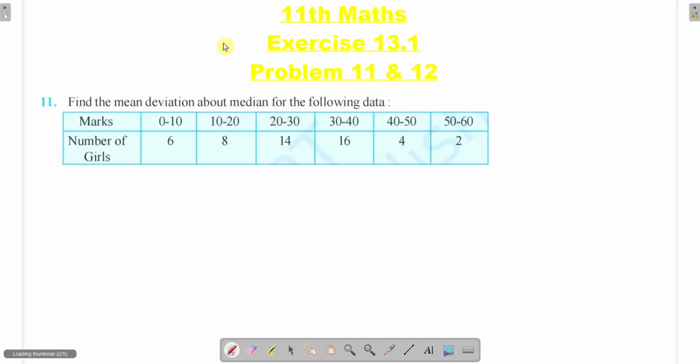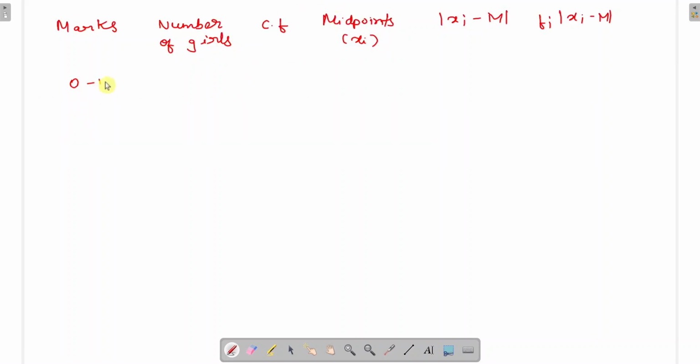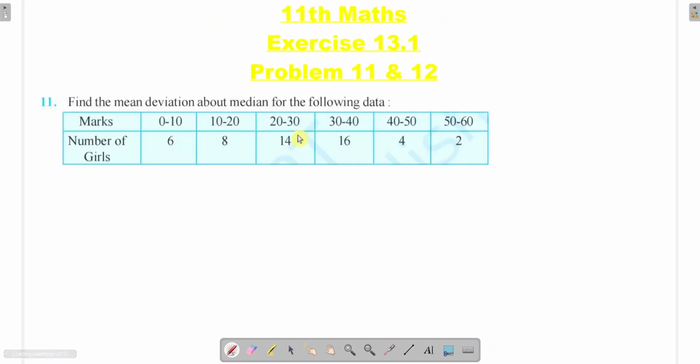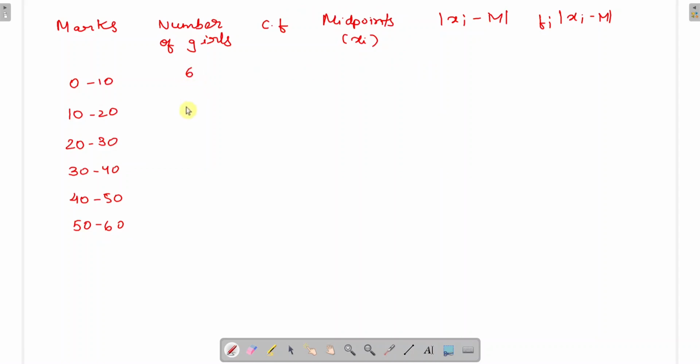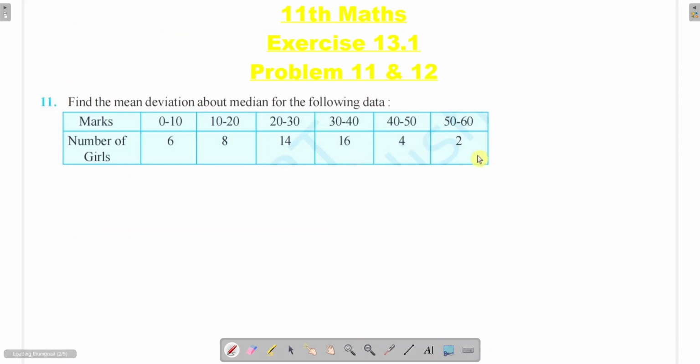Let us fill the first two columns. So the first column is 0 to 10, then 10 to 20, 20 to 30, 30 to 40, 40 to 50, 50 to 60. Then the number of girls are 6, 8, 14, 16, 4, 2.